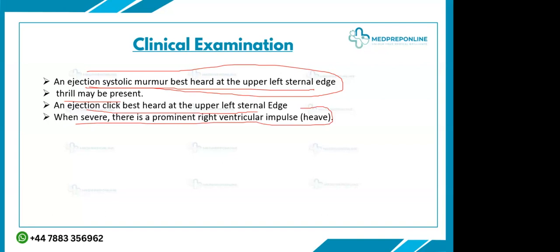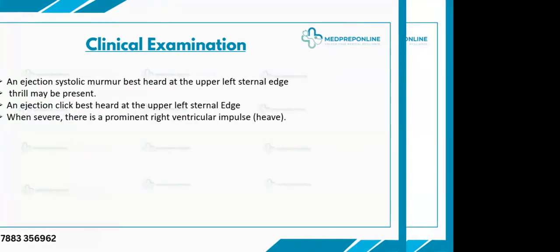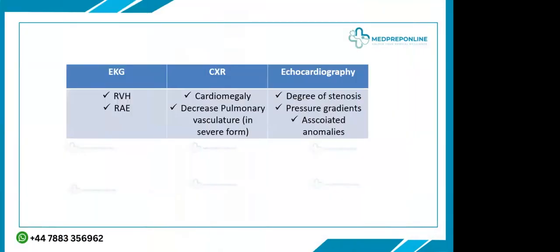Your difference between these two is basically that there will be normal S2 splitting in pulmonary stenosis, whereas there is fixed wide splitting in the atrial septal defect. What about thrill? In ASD there is no thrill. In pulmonary stenosis there may be a thrill, and there may also be an ejection click in the same area, the pulmonary area.